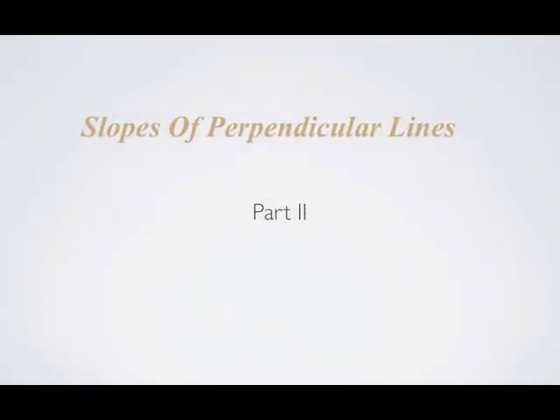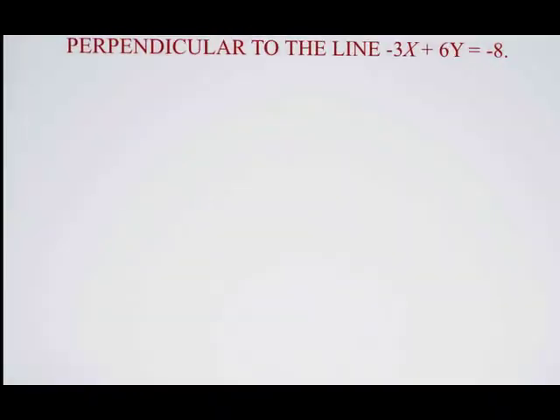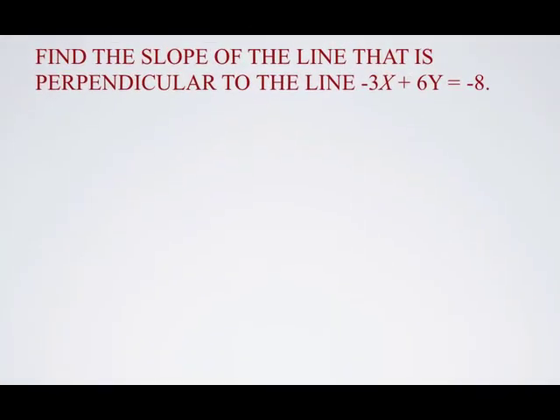Slopes of perpendicular lines, part 2. Find the slope of the line that is perpendicular to the line negative 3x plus 6y is equal to negative 8. Give this a shot, and when you're ready to see the solution, come on back.